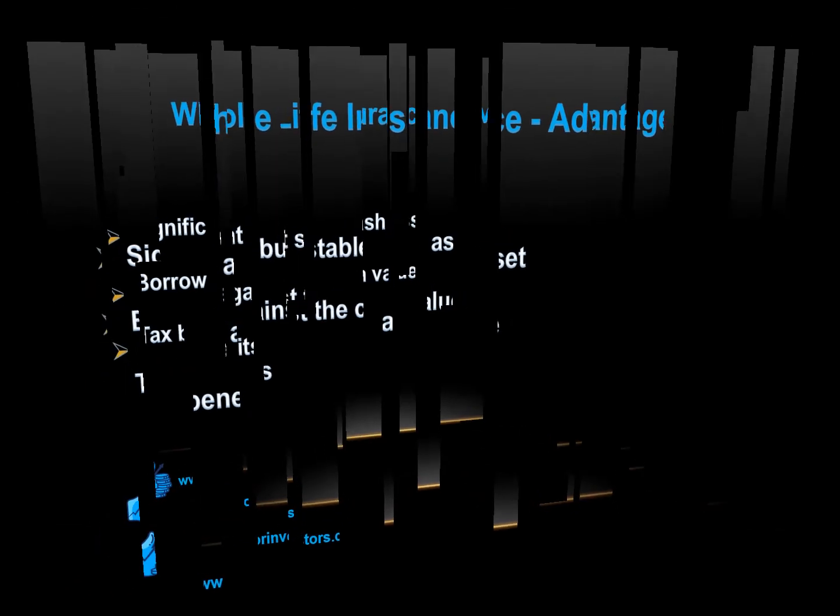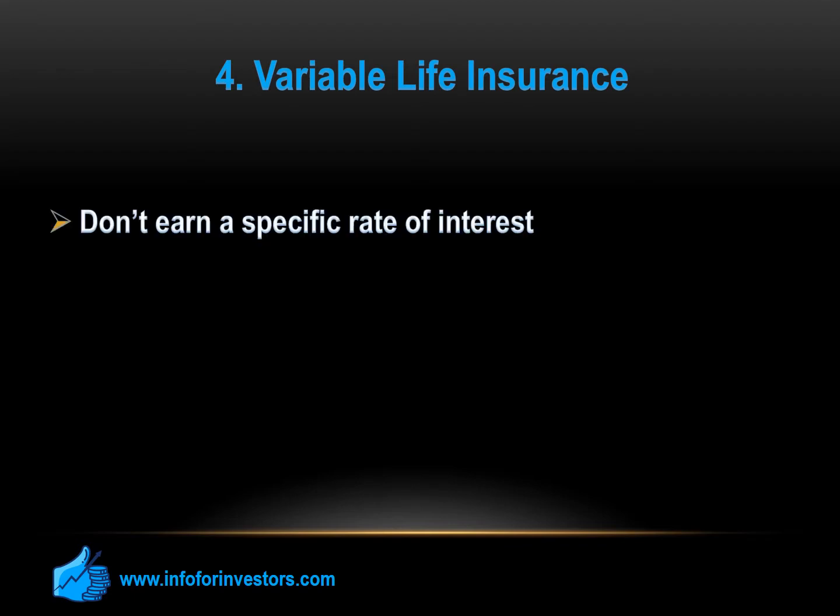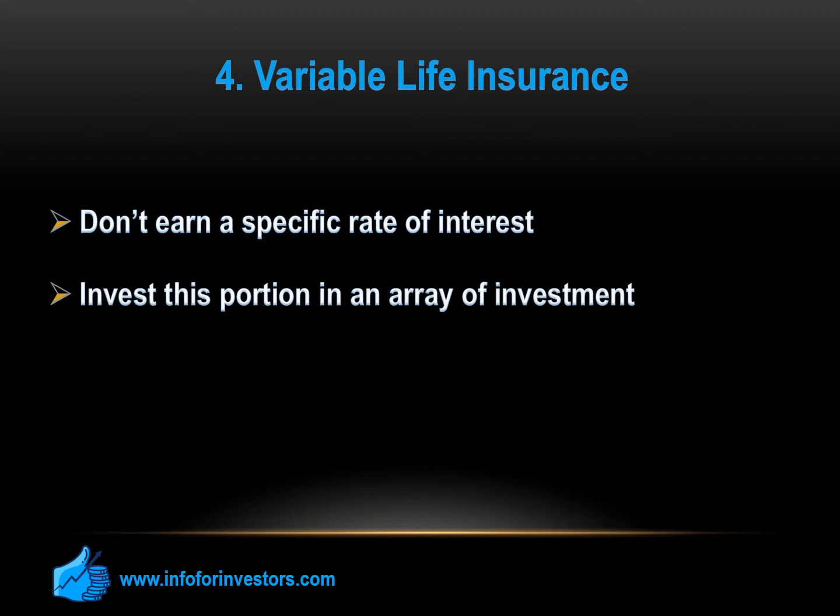Variable life insurance. The main difference between a variable life insurance and a whole life insurance lies in the cash value fund. With this type of policy, you don't earn a specific rate of interest. Instead, you can invest this portion in an array of investment channels like mutual funds. This gives you more control on what to do and where to invest the cash value option.